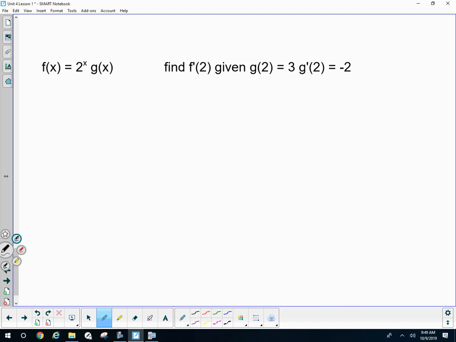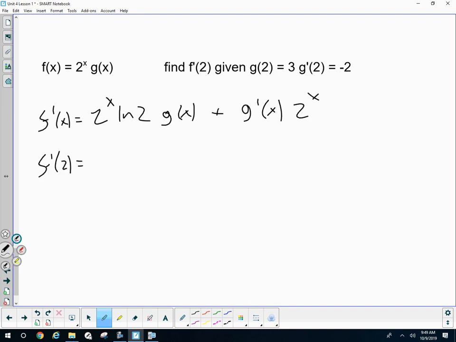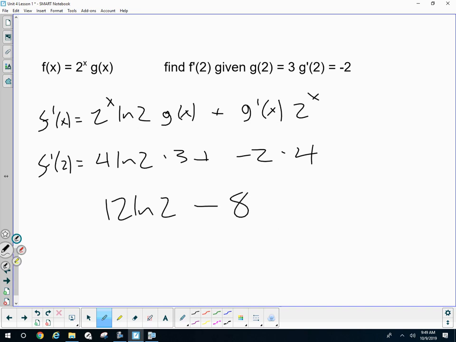Two more. Product rule: derivative of the first times the second, plus derivative of the second times the first. f prime of 2, 2 squared, log 2, g of 2, g prime of 2, 2 squared. 12 log 2 minus 8. I'd leave it as that.